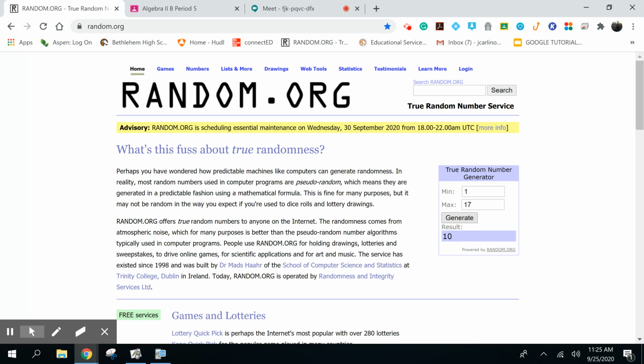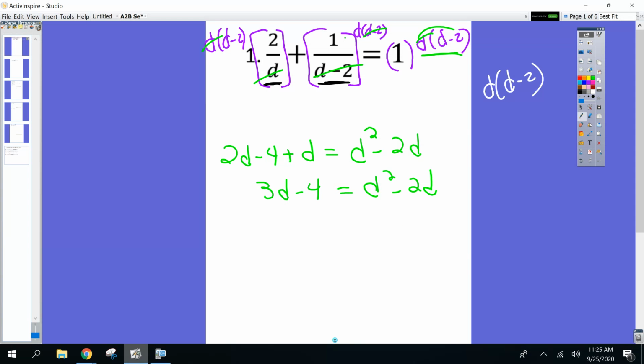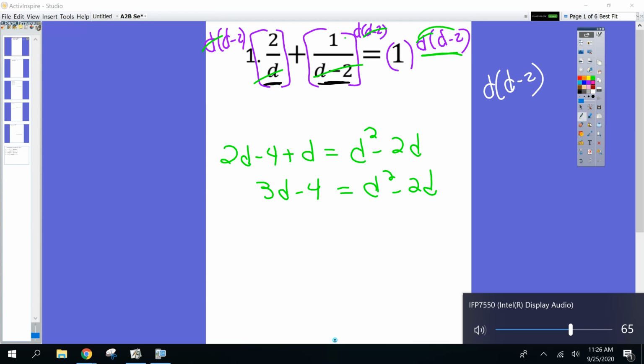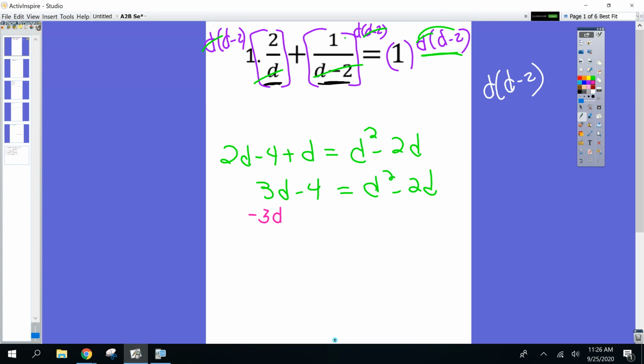Okay, here we go, Dan. How do you want to move over the 3d? You have to subtract it from both sides. Yep. So minus 3d, minus 3d.